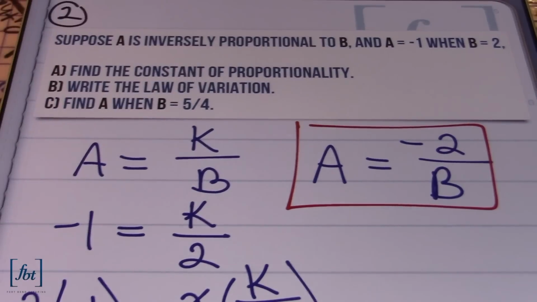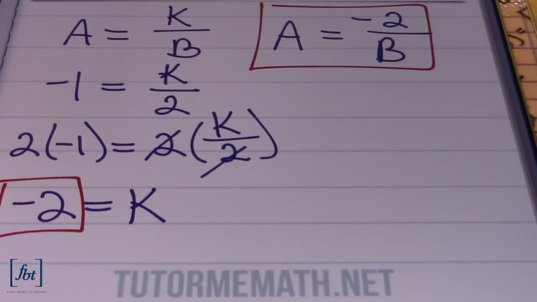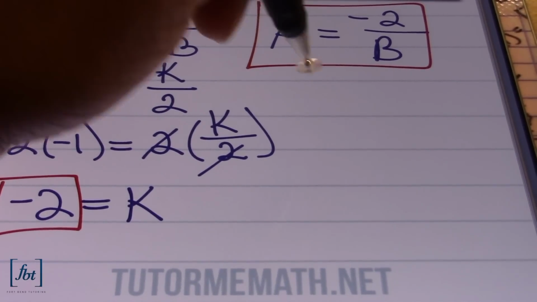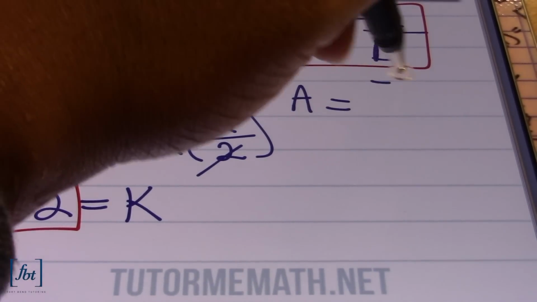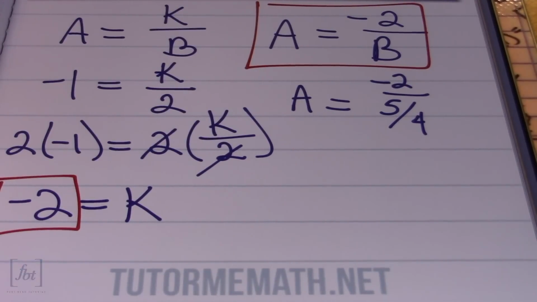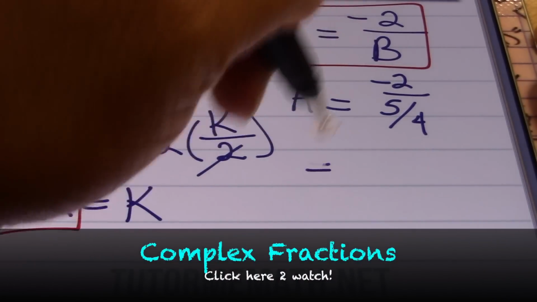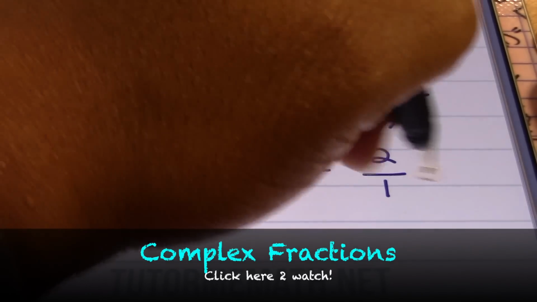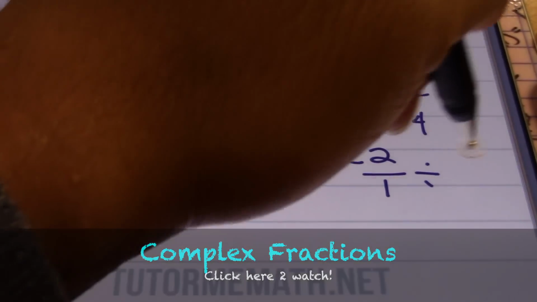So here we have, let's go ahead and make some room. There you go. We have A equals -2 divided by 5/4. All right. Now remember, a fraction is division. So we can rewrite this as -2 over 1 divided by 5/4.